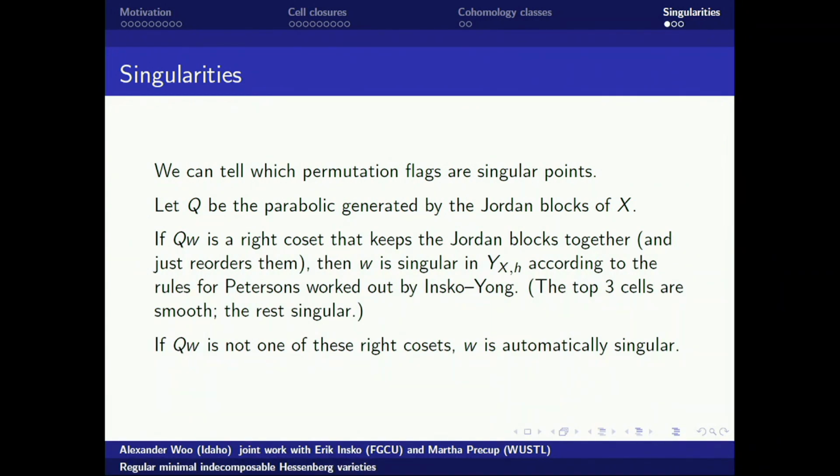All right, if you have a right coset that keeps all your Jordan blocks together, and on the next slide I'll show you what exactly I mean by that, and then permutes the Jordan blocks with each other but doesn't break them up, then you look at the rule for Petersons that Alex and Eric worked out more than 10 years ago, 15 years ago, and compare that with what's happening in this coset. That's the answer. That's also true in other types.